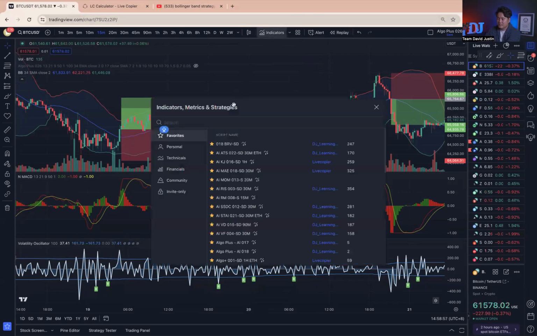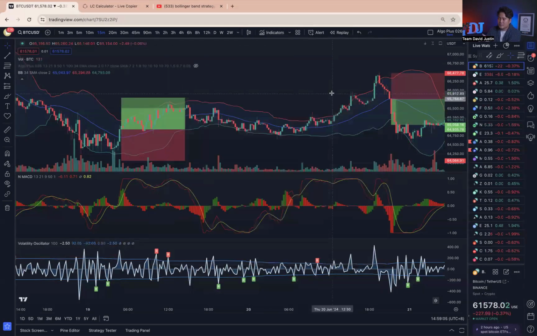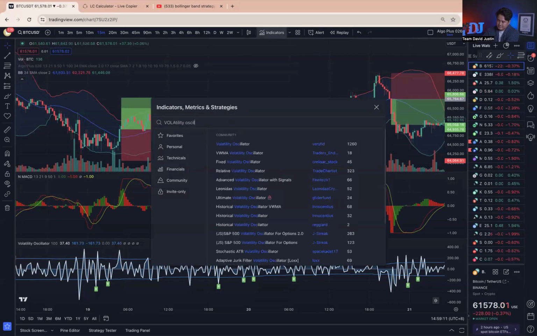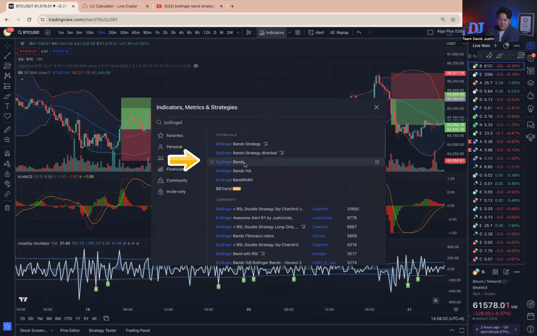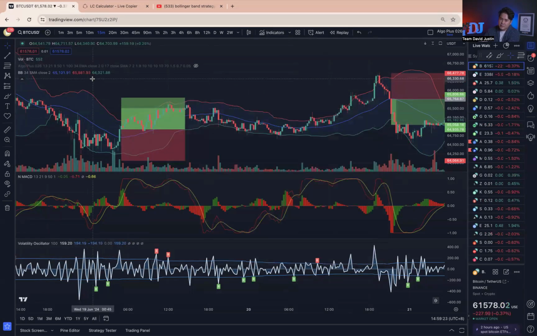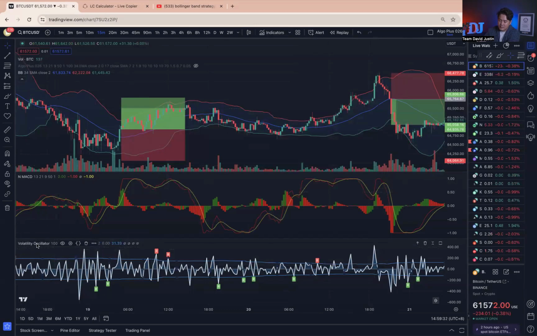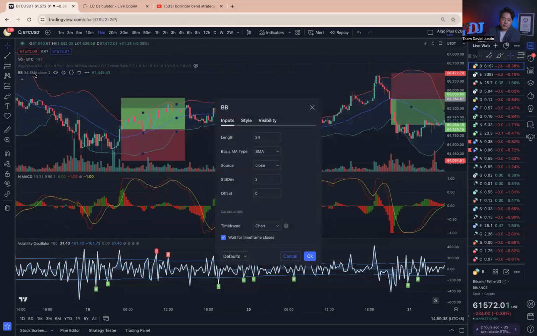So I go to indicators here and type Normalized MACD by glass. Then afterwards, I'm using the volatility oscillator, this one by very fits. And the last one I'm using is Bollinger Bands, the usual one. First thing, change the parameters. Go to Normalized MACD and the setting is 13 and 21. Then we are using the volatility oscillator and change it to 100. And the last one, go to Bollinger Bands and change it to 34.